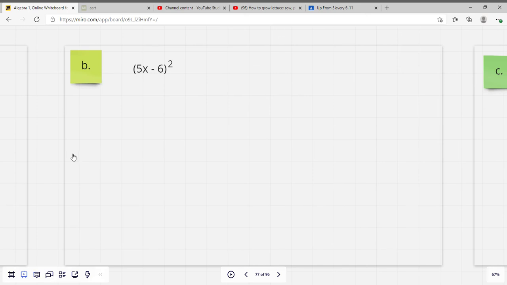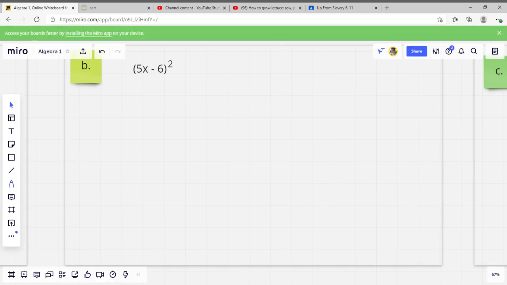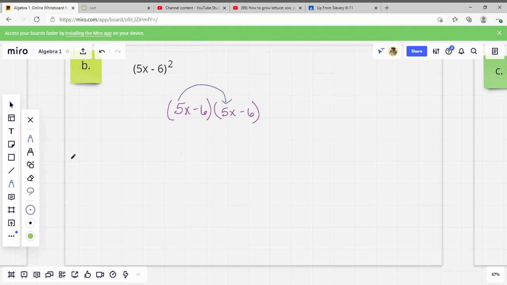All right, B, this is one where you have to write them out. So I'm going to have 5x minus 6 times 5x minus 6. Okay. I'll rainbow this first term. 5 times 5 is 25. X times x is x squared. Now go to the second term. 5 times 6 is 30, and we've got a negative and a positive, so it's negative 30. And then we've got this x.